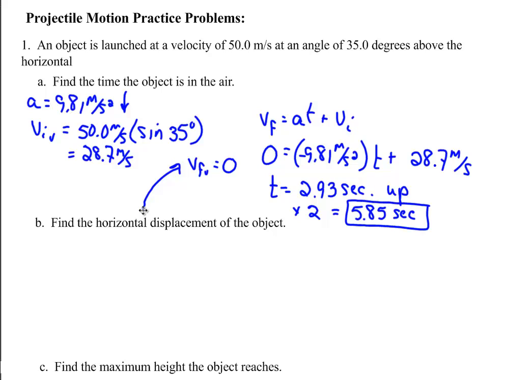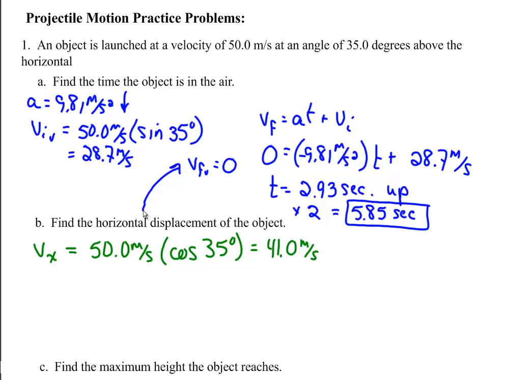Find the horizontal displacement of the object. Well, I need to find the horizontal velocity. So my initial velocity is the same as my final velocity in the horizontal direction. So my horizontal velocity is going to be 50 meters per second times the cosine of my angle, and I get 41 meters per second.